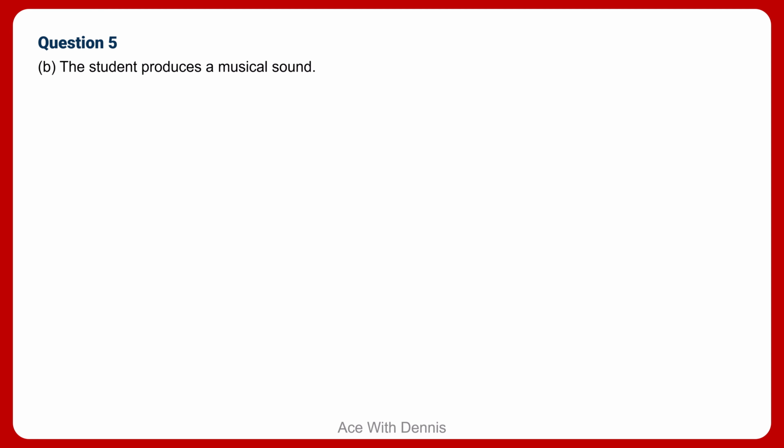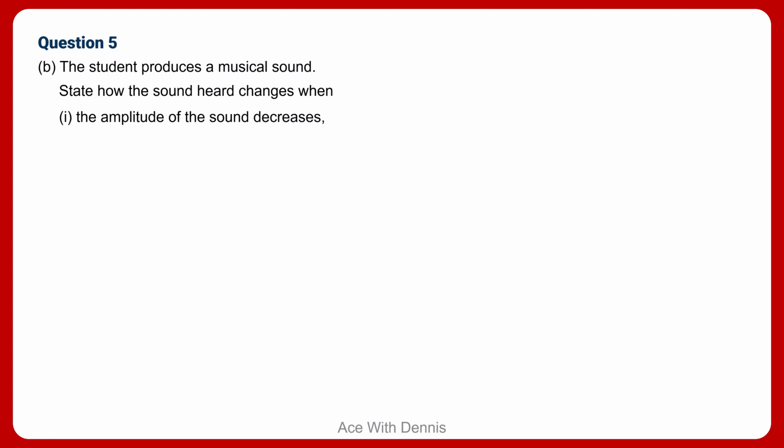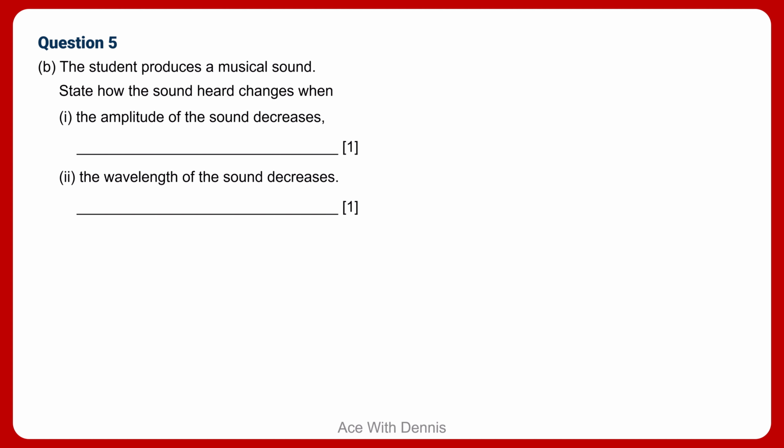B. The student produces a musical sound. State how the sound heard changes when 1. The amplitude of the sound decreases. 1 mark. 2. The wavelength of the sound decreases. 1 mark. Alright, so the answer for part 1 is the loudness of the sound decreases. So remember that the loudness of the sound is determined by the amplitude. So when the amplitude decreases, the loudness of the sound decreases as well.